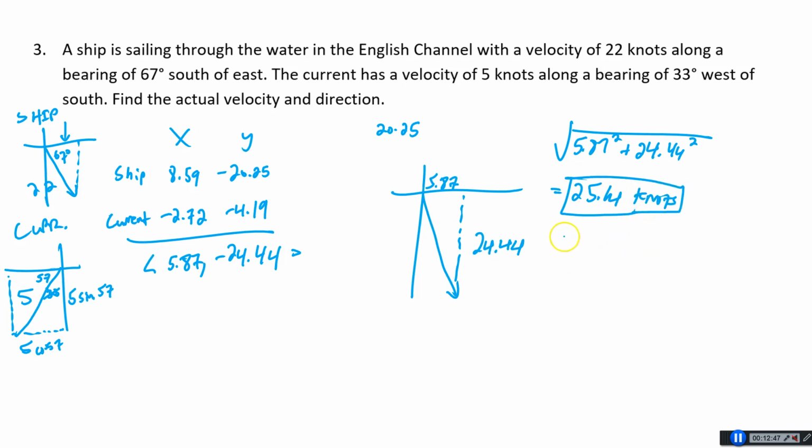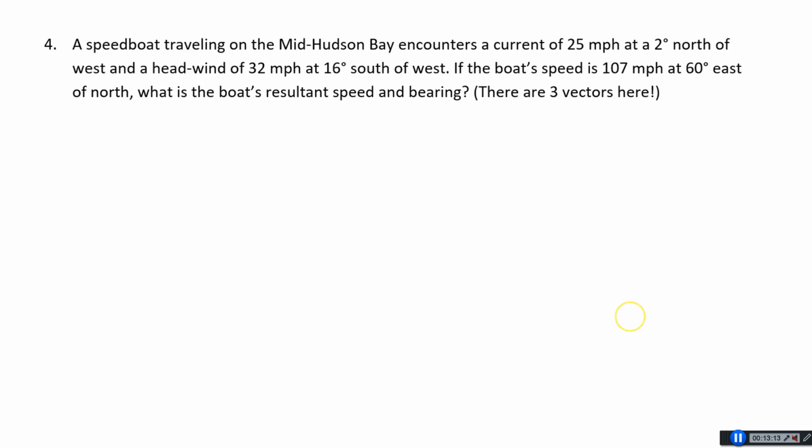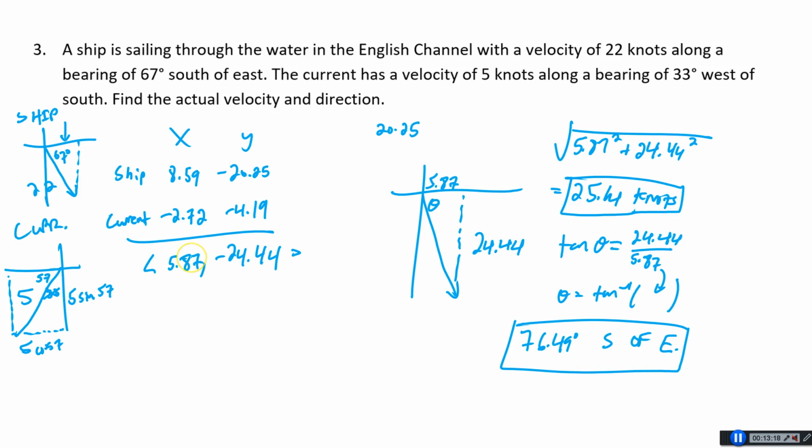And then for our direction, let's put theta right here. So tan theta is going to be 24.44 divided by 5.87. So theta will be tan inverse of that guy. And plug that in your calculator, you get 76.49 degrees, and that would be south of east. And there we go. But yeah, that's all there is to it. So making this XY list and finding magnitude and direction, that's really the key to be able to do these.